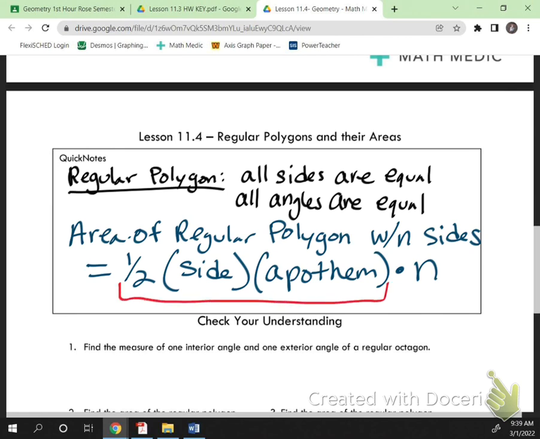So this is really a triangle. And I times it by n. N, again, is number of sides of the particular polygon. That's our formula for the area. Questions about the quick notes?